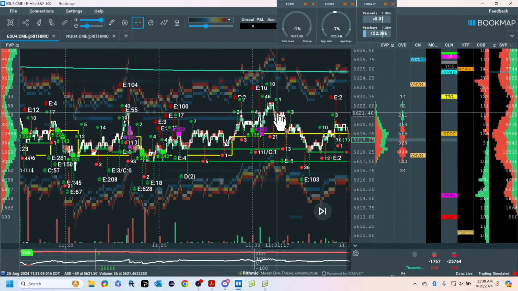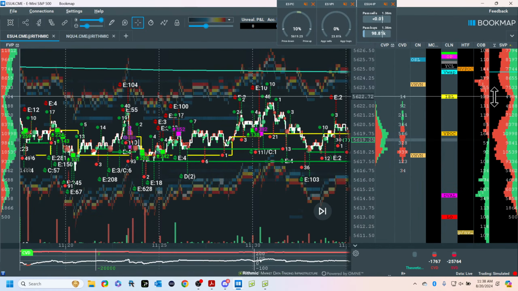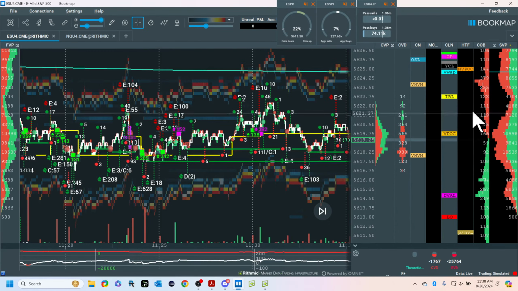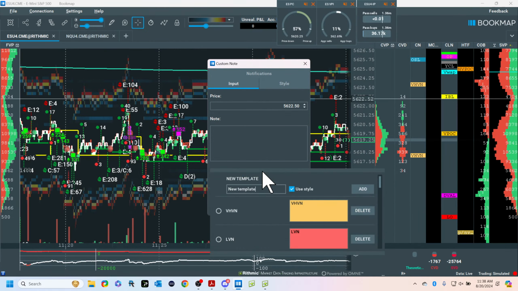And by the way, low volume node is where? It's right here. What is this? A distribution. You see it? Where's the outside edge? Here. And it's at the IB low. So we have a couple possibilities here. Let me mark this for us so we don't forget it.